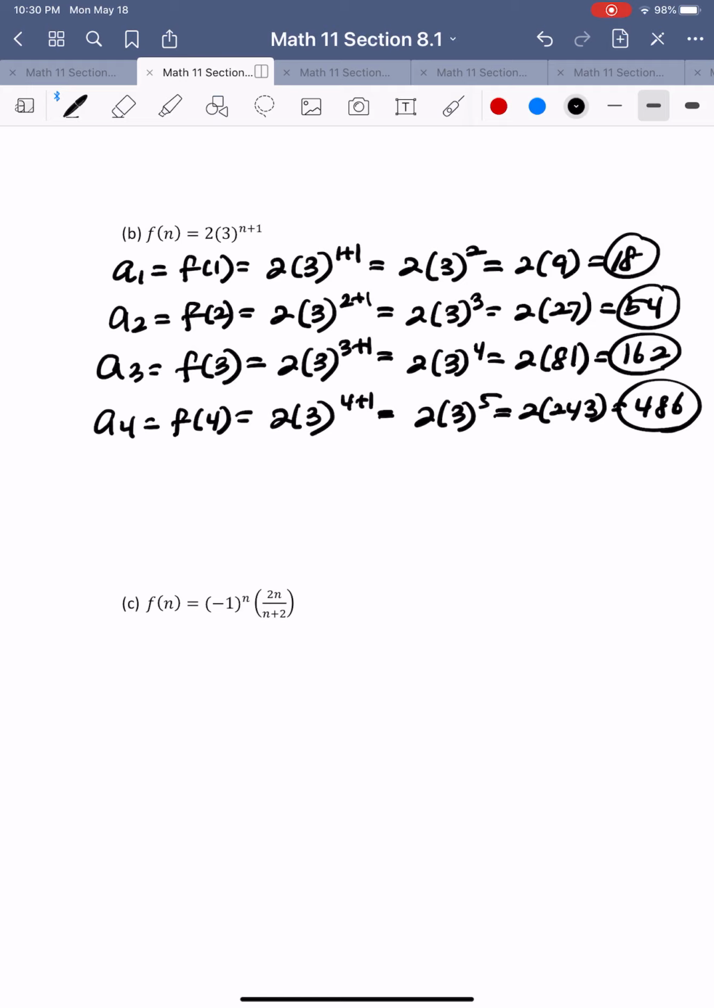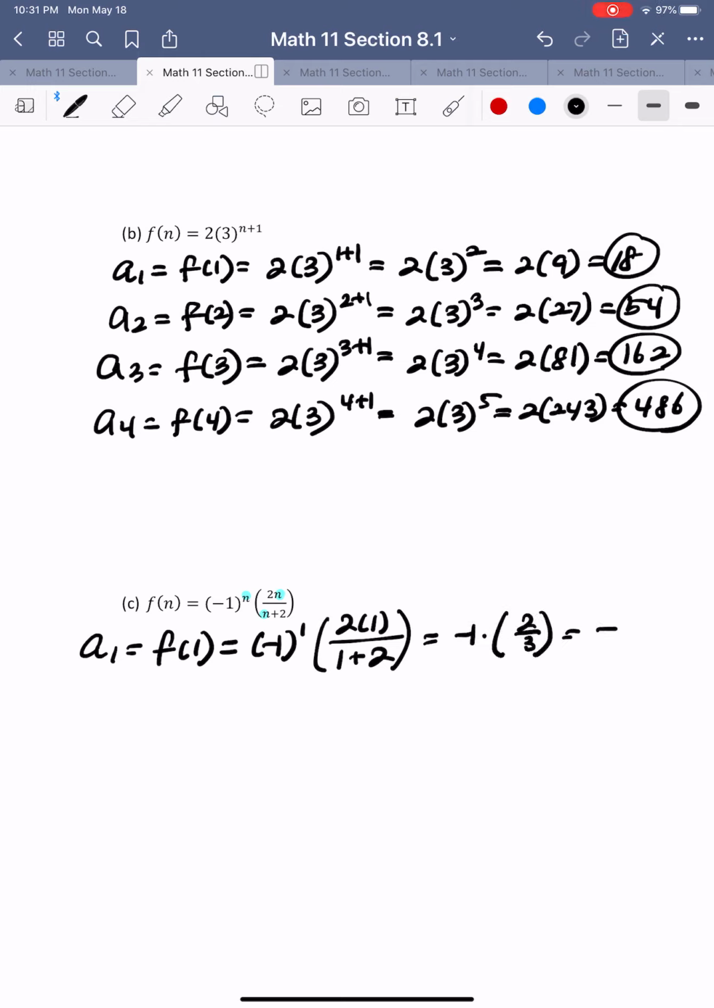Now the third function. The first term is negative 1, but there are three places where n appears. So we plug the n value in every place. Here n is 1 this time, so a sub 1 is the same as f of 1: negative 1 to the power 1, times 2 times 1 over 1 plus 2. Simplified, that is negative 1 times 2/3, which is negative 2/3.